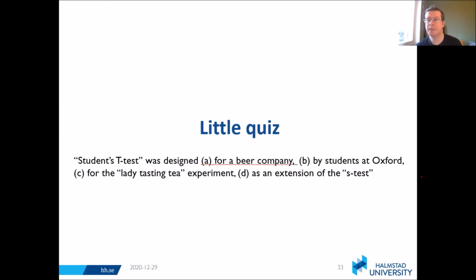C, lady tasting tea. This is actually a famous experiment which was about randomization of conditions. So there was a lady who claimed that she could tell the difference between if somebody put in milk and then tea, or tea and then milk. D, an extension of the S-test. I've never heard about S-test. T was actually short for test, for hypothesis test statistic, the T statistic, and that went over to test then.